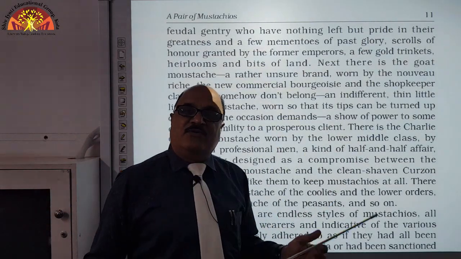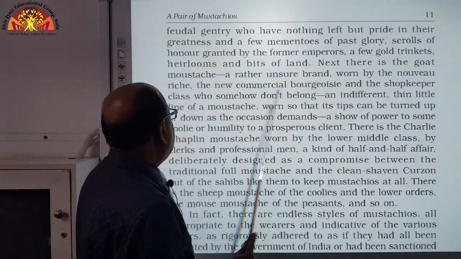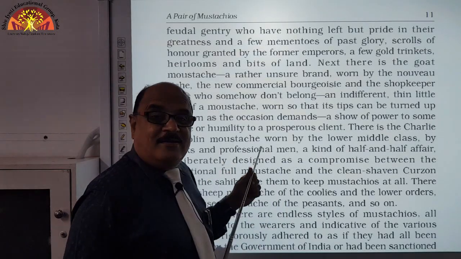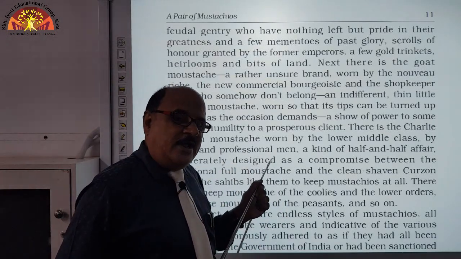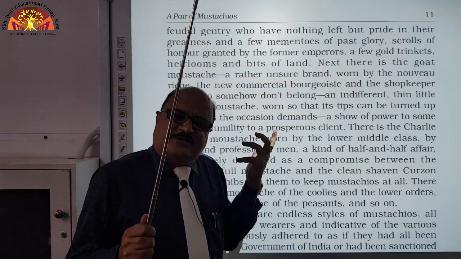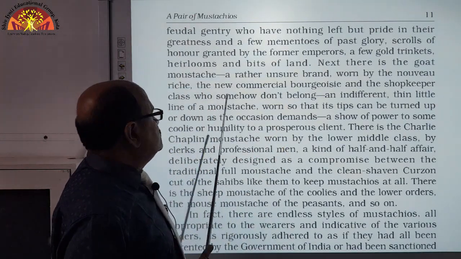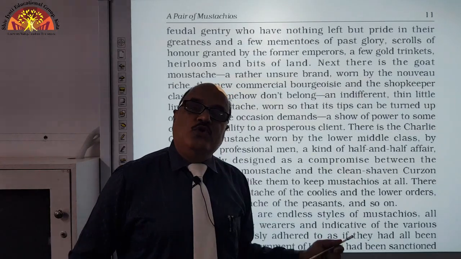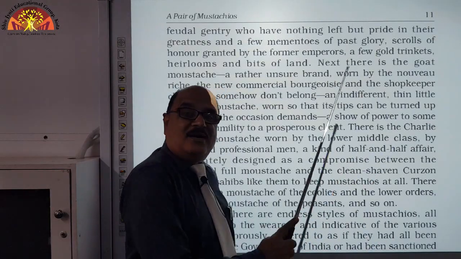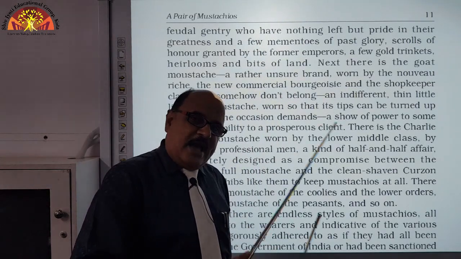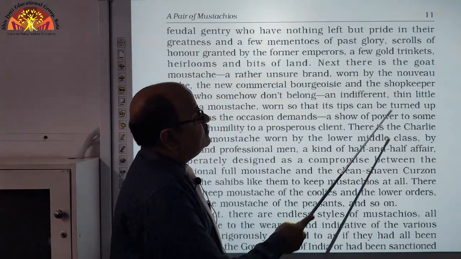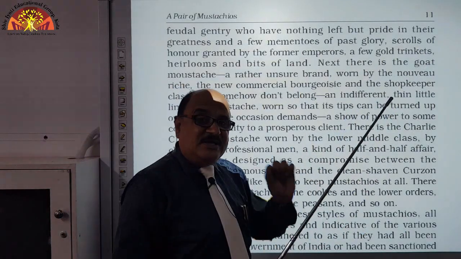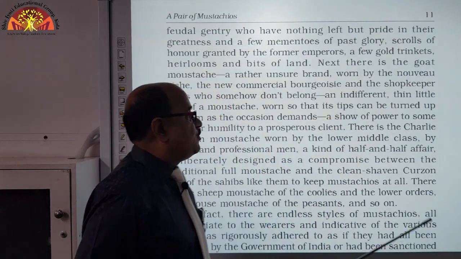Okay, so now there comes the fourth kind of mustache, and that is Charlie Chaplin mustache. You know Charlie Chaplin, you all must have heard the name of this comedian. He is no more, but earlier he was known as one of the greatest comedians of the world. So this is the fourth kind of mustache, Charlie Chaplin mustache, worn by the lower middle class. Lion we have learned, tiger we have learned, then goat we have learned, and there is Charlie Chaplin mustache worn by the lower middle class. Please keep writing them separately somewhere on a piece of paper.